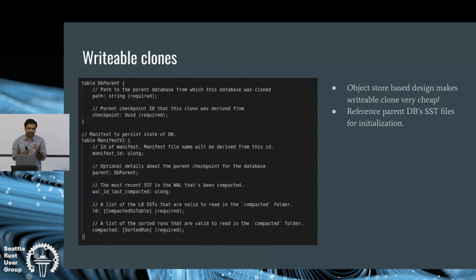The other interesting thing is the writable clone. Because all of these files are on S3, it's very easy and very cheap to create a writable clone. The only thing that has to change in the manifest is a reference to a parent database. So the metadata is copied over, but the actual SST files are still referenced. With that, you can easily create a writable clone and continue. And these two databases can continue to exist independently.